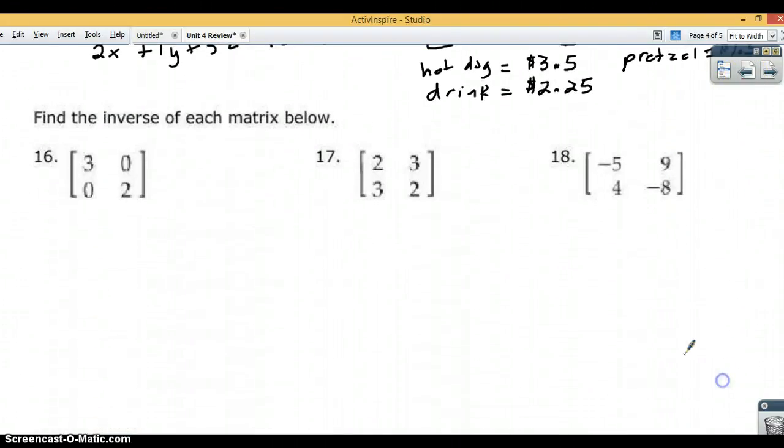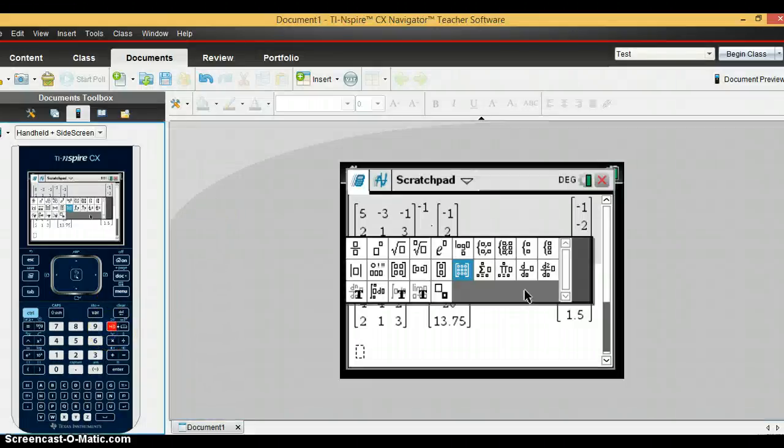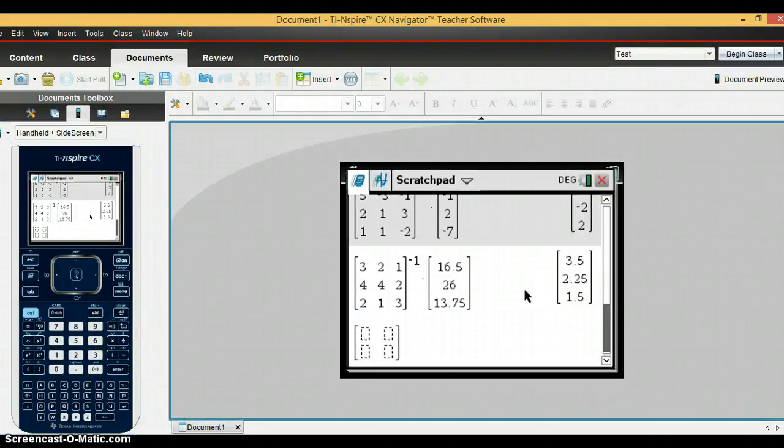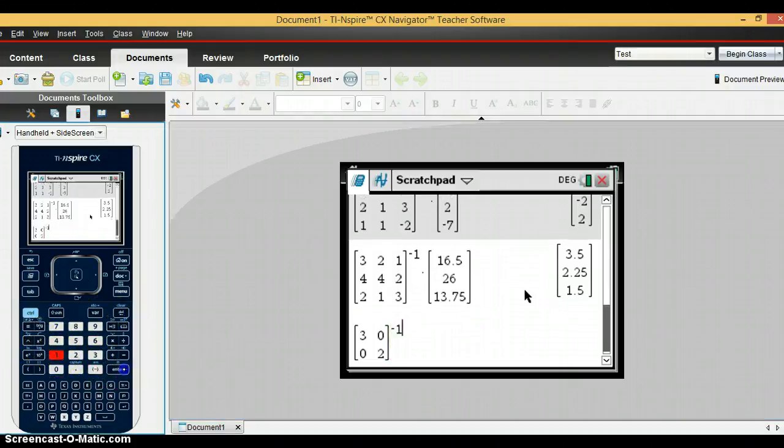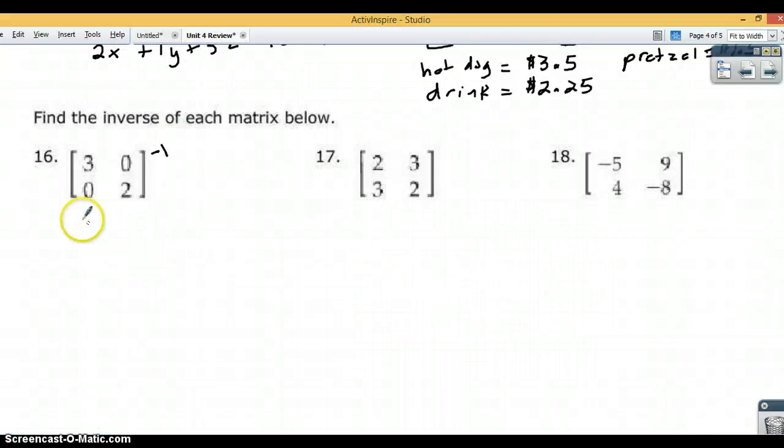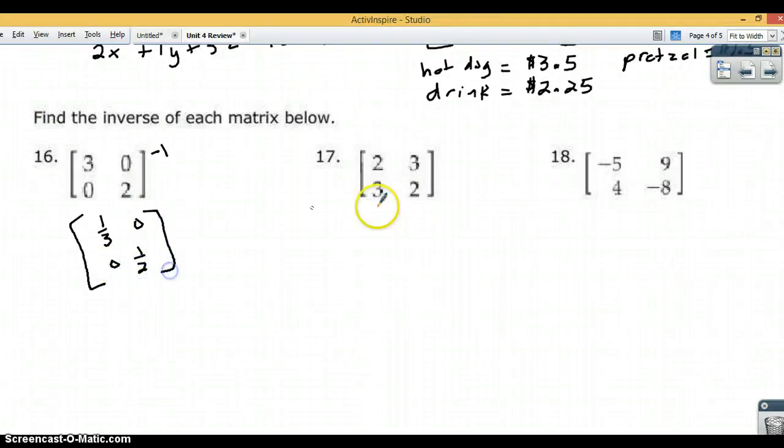Alright, so inverses, I'll probably go over a couple of these. So I'll go over one of them, so I have time for the next one. So we want the inverse. We want to raise that to the -1. So we want a 2 by 2, which is 3, 0, 0, 2. Raise it to the -1, and we get that it is 1/3, 0, 0, half. So that's how you do the other two.